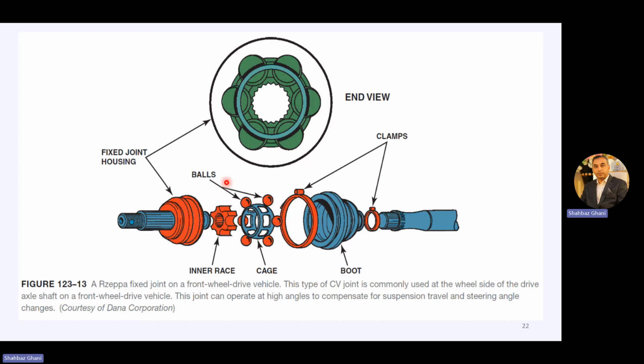So this is the simple construction of a Rzeppa joint. We have this boot which covers the whole assembly. This is the inner race. Then we have a cage, then the ball arrangement, the clamp, and the fixed joint housing.